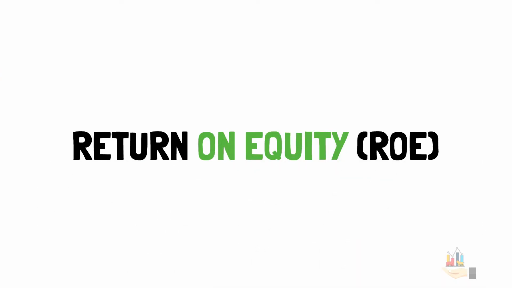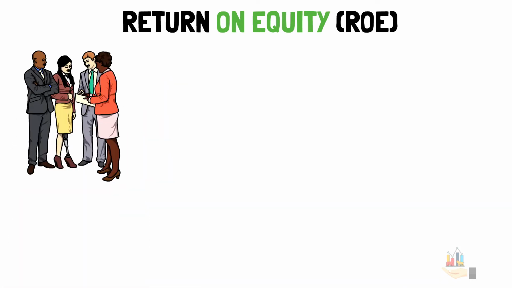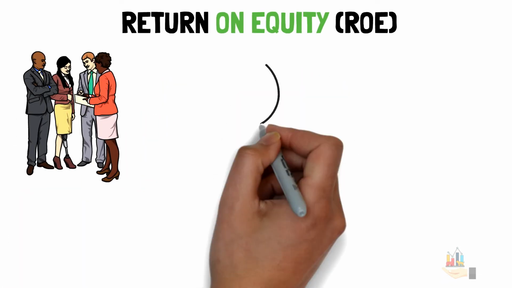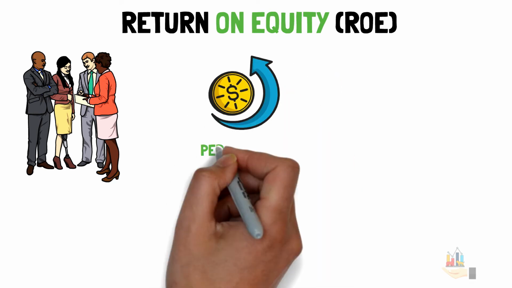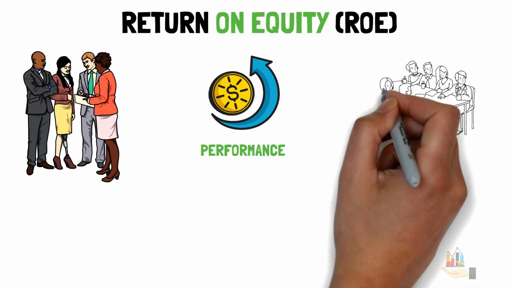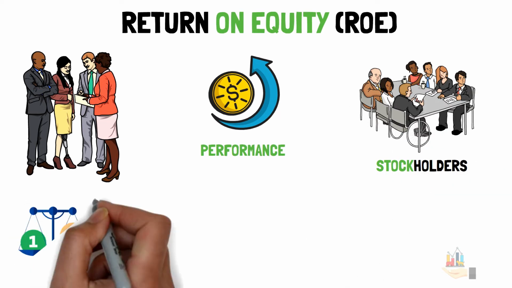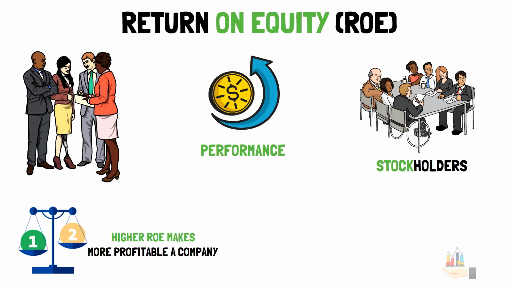Next, ROE, return on equity. It's a ratio that provides investors with insight into how efficiently a company, or more specifically its management team, is handling the money that shareholders have contributed to it. In other words, it measures the profitability of a corporation in relation to a stockholder's equity. The higher the ROE, the more efficient a company's management is at generating income and growth from its equity financing.